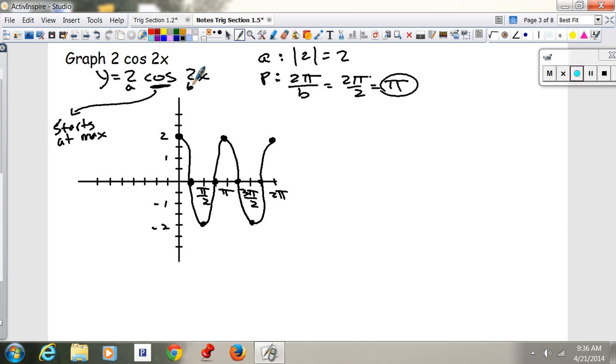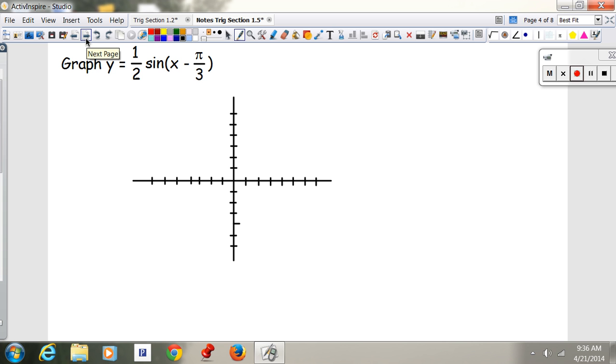And I move to which is going to be the last one for today. Good to go? Yep. Okay, so the last one will be a half sine of x minus pi over 3. All right, so we need to find the a and the p. So let's look for my amplitude and my period.